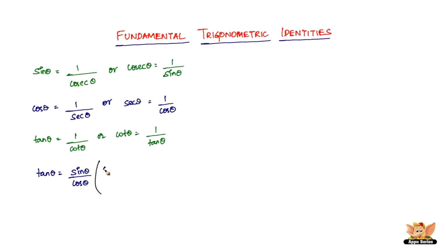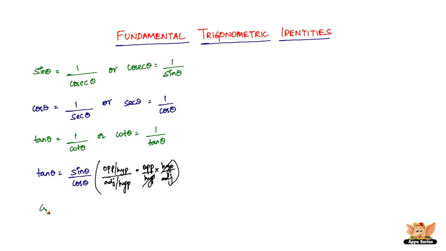Sine theta is opposite by hypotenuse, and cos theta is adjacent by hypotenuse, which is equal to opposite by hypotenuse multiplied by the reciprocal of the denominator, right? So hypotenuse by adjacent. The hypotenuse gets cancelled, and you get opposite by adjacent, which is nothing but tan theta. So that is how tan theta equals sine theta by cos theta.